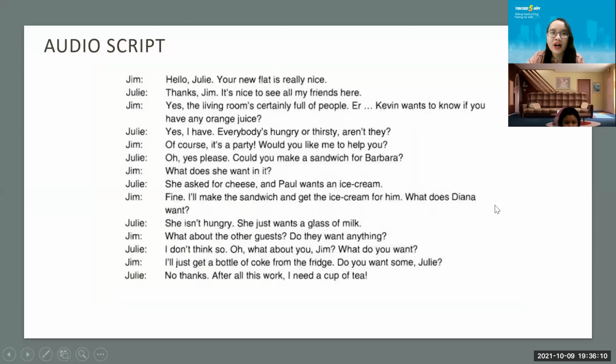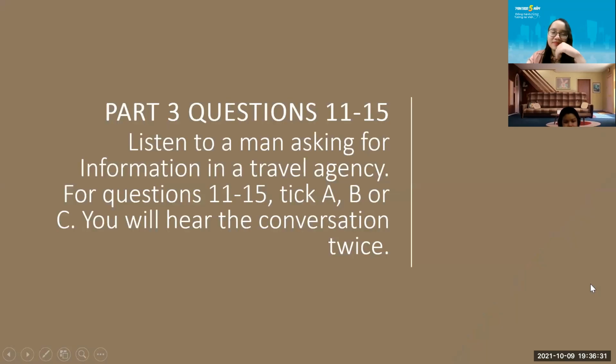Right, here, cái chỗ mà thông tin cô hỏi thêm nè. Get a bottle of Coke from the fridge. Được chưa? To get a bottle of Coke from the fridge. Đây, cái câu thông tin mà cô hỏi thêm. Where is the bottle of Coke? It's in the fridge. Được chưa? Right, okay. We move to the next part.